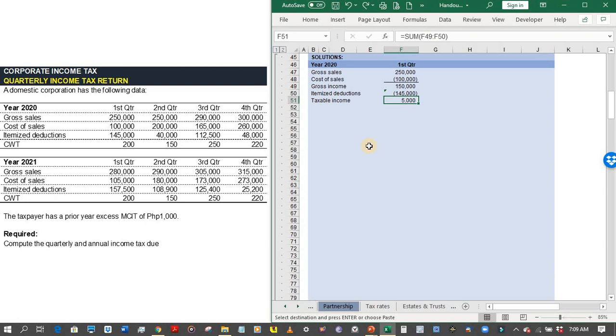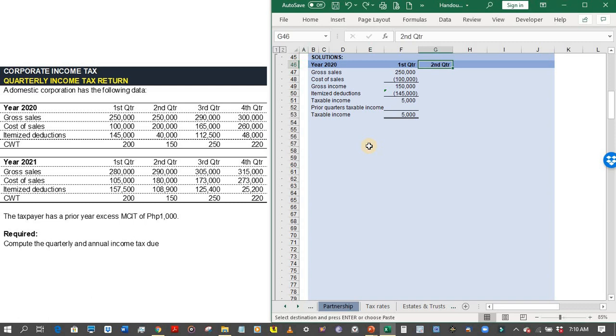And again, since this is the first quarter, there will be no prior quarter taxable income. Because again, we need the prior quarter taxable income to be added to the taxable income during the current quarter to compute the cumulative taxable income. So we will add another row for the prior quarter taxable income, and that will be the taxable income cumulative as of the end of the quarter. But again, since this is the first quarter, our taxable income to date is still 5,000 pesos.